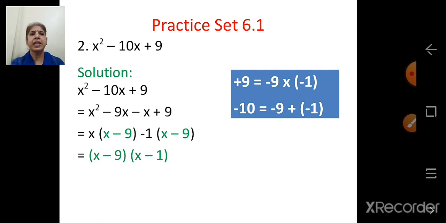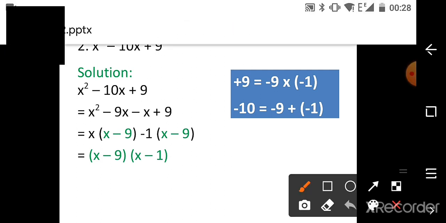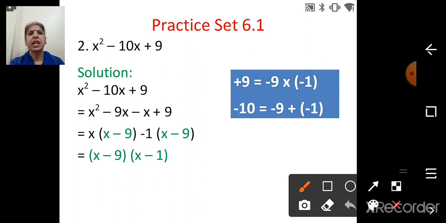Let's start with practice set 6.1, second question. The first question we have done in the previous session. Now the question is x square minus 10x plus 9. So what is the first step? We have to find the factors of the product term, and here the product term is AB. Always keep in mind, children, what the product actually is. You have to find the product of the coefficient of the square term and the last term.